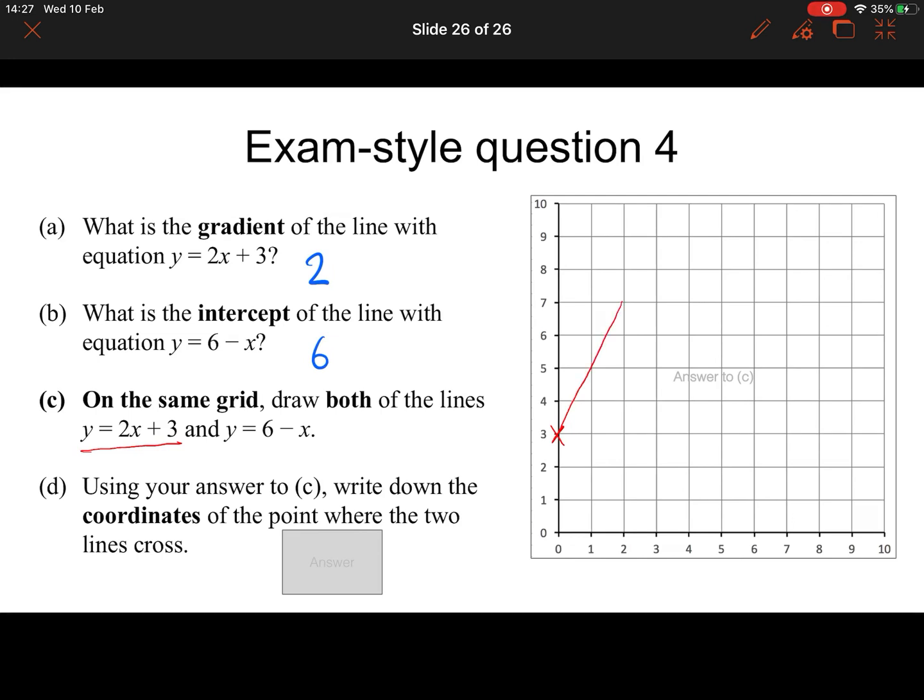So if I'm going to have a gradient of 2, it's going to have to look like this. This is how I make a gradient of 2. Rise of 2 compared to a run of 1. y equals 6 minus x has an intercept there, and then a gradient of minus 1. Well, this is a gradient of minus 1. So I know it's going to look like that. Using your answer to C, write down the coordinates of the point where the two lines cross. Well, there it is. That's the point 1, 5. Okay? Job done.